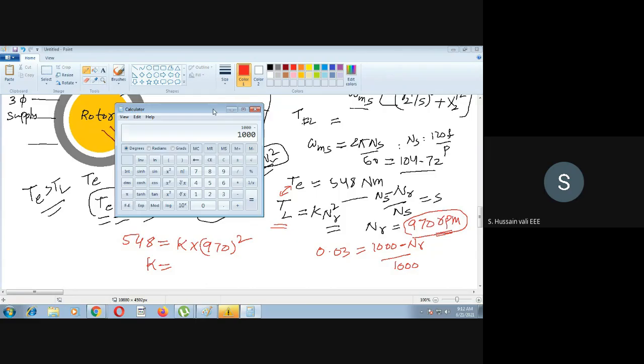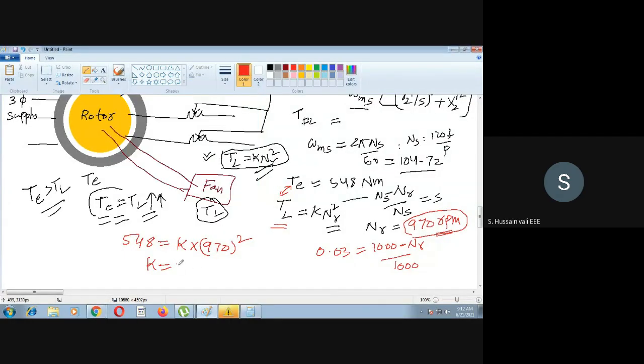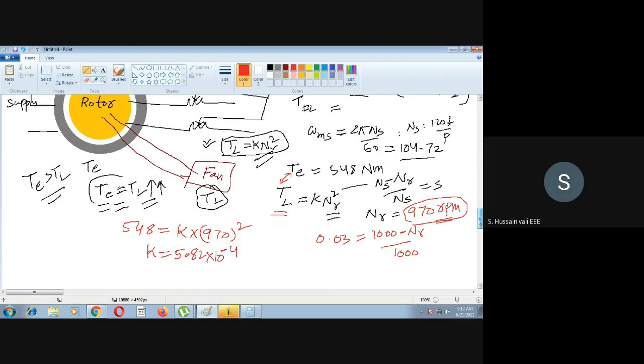So you will get here 548 divided by 970 squared. So you got approximately 5.82 into 10 power minus 4. This is the value of K we got. Okay. Once we got the value of K, now we will jump to the question.